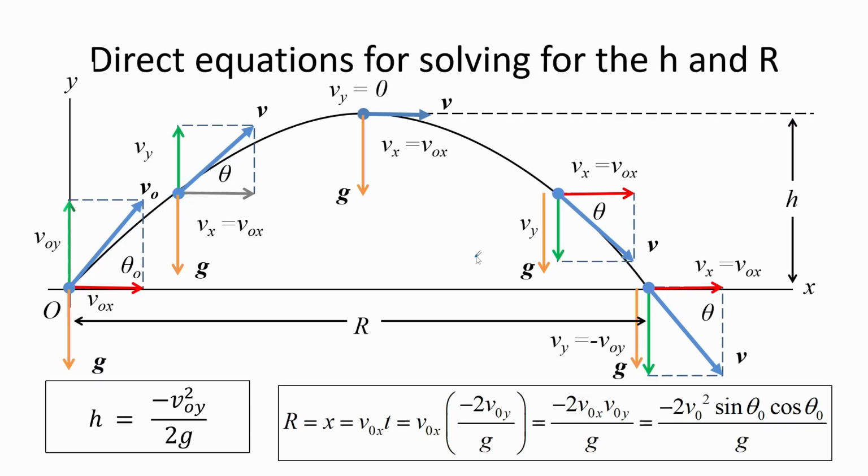What are other expressions you can use? If you have a symmetrical trajectory, you can directly use this expression here for the height, the maximum height. And for the range, you can use this one. Okay, this is more of a shortcut, but I think it's better to derive it, which is not that hard.